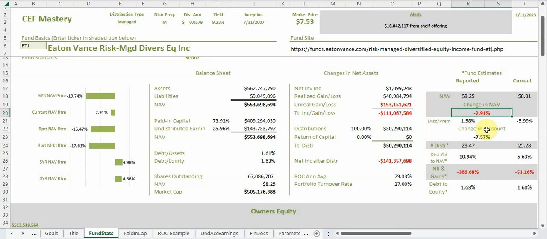Very important. You can't use the 3-month or the 6-month or the year to date. You have to use the figure from the last reporting period.